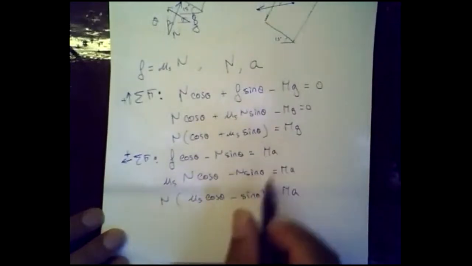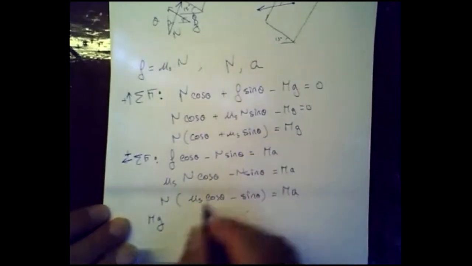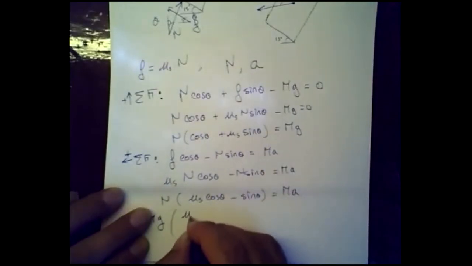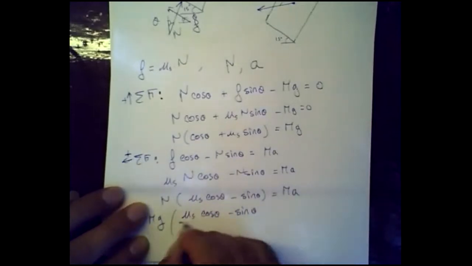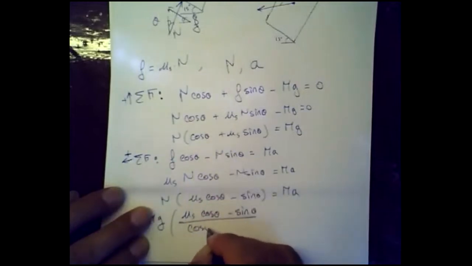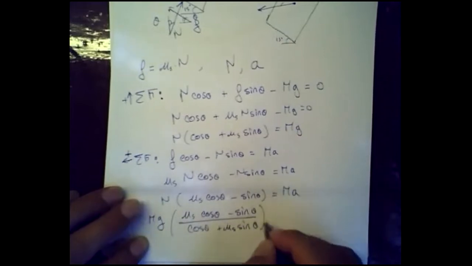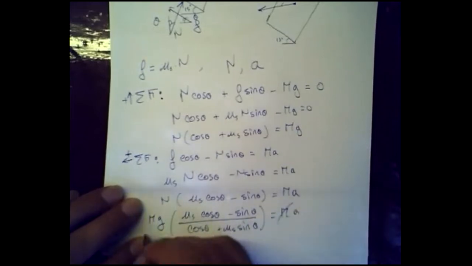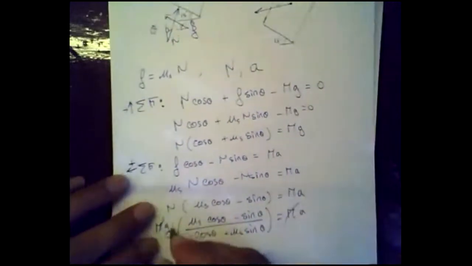So how do I get N is, like I said, from here. So mg divided by that. So ultimately, you're going to have mu S cosine theta minus sine theta divided by this guy, cosine theta plus mu S sine theta, is equal to MA. And then I can knock down the M. And this is going to be my acceleration, right? So does it make sense, guys?